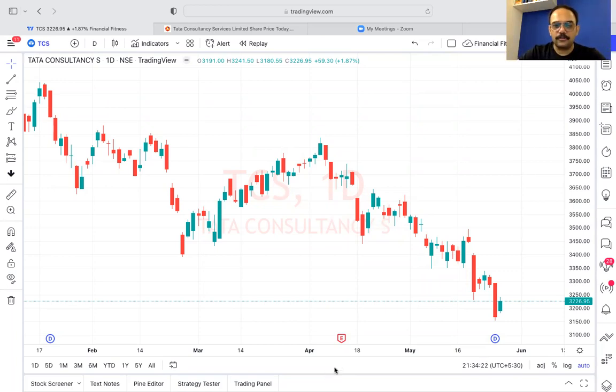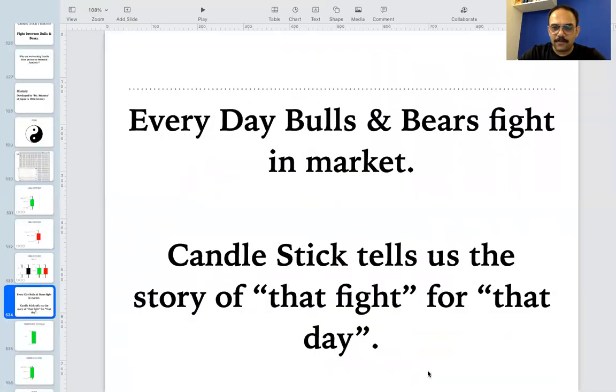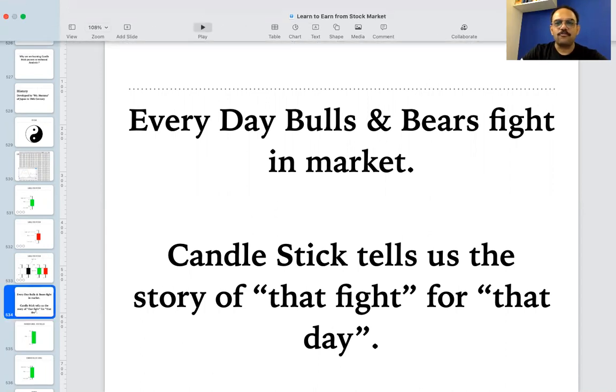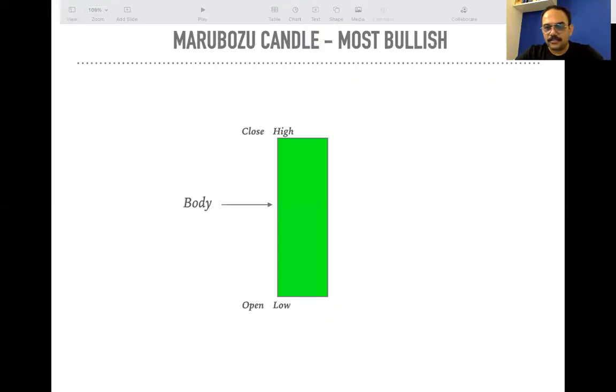Now, let's go through one by one sample of candles, and let's see what would have happened. It is very important that you understand what would have happened so that you will start enjoying the trading part of it. Now, what does this mean? The close is higher than the open. So in the market, the price closed higher than open.